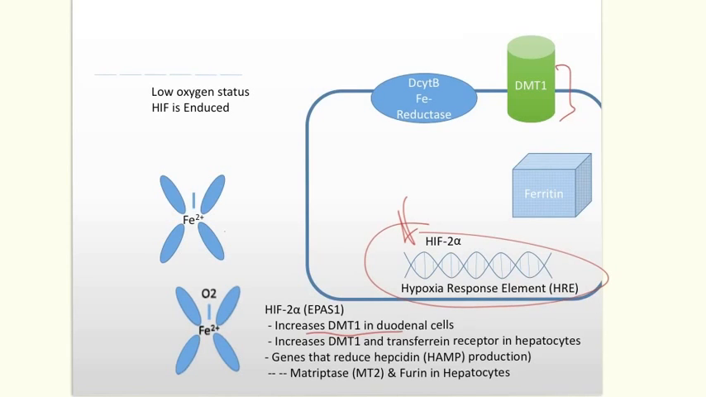In the duodenal cells, it will upregulate the production of DMT1. And it's easier to think of it as your body says, hey, I don't have any oxygen, so I must be low on hemoglobin, so therefore I must be low on iron, so I better take in some more.